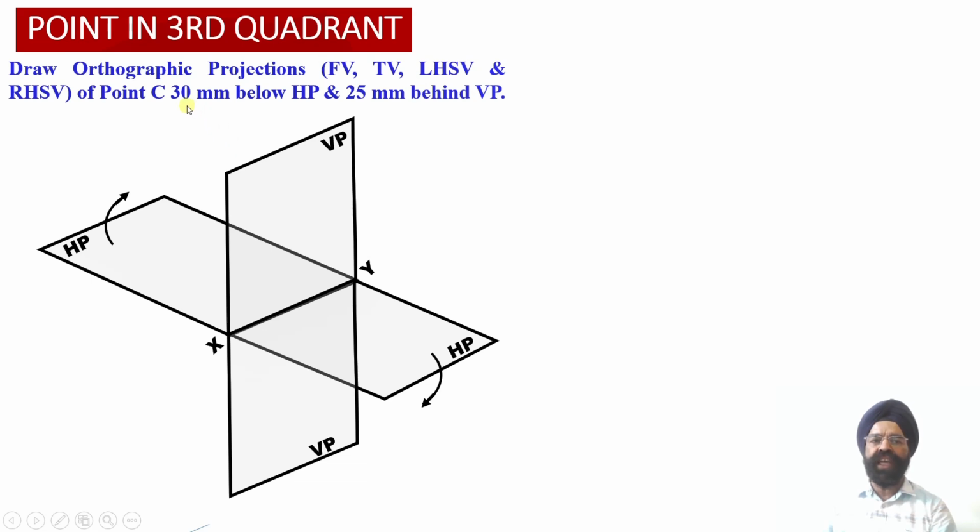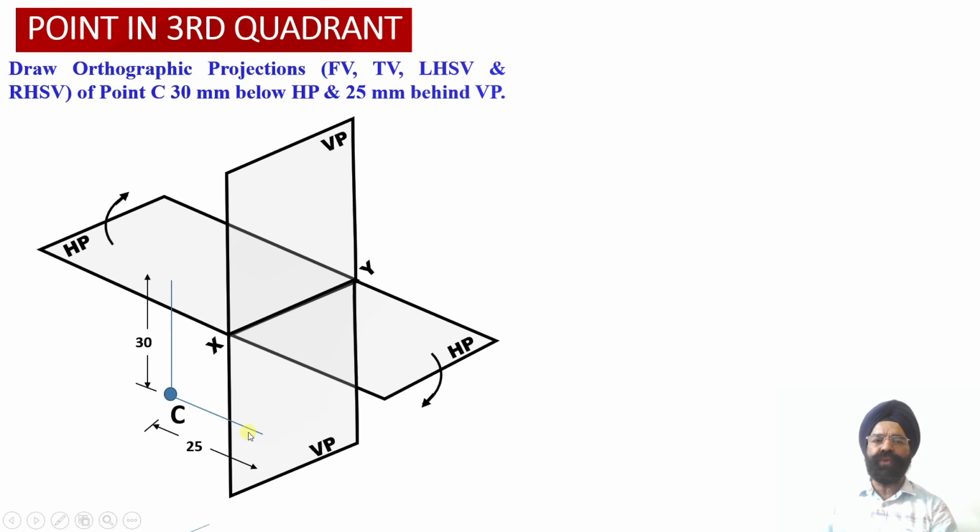So we know the spatial location of the coordinates of the point C with respect to the horizontal plane and the vertical plane. So these are the spatial coordinates of point C. This distance below the horizontal plane is 30 mm. This distance behind the vertical plane happens to be equal to 25 mm.